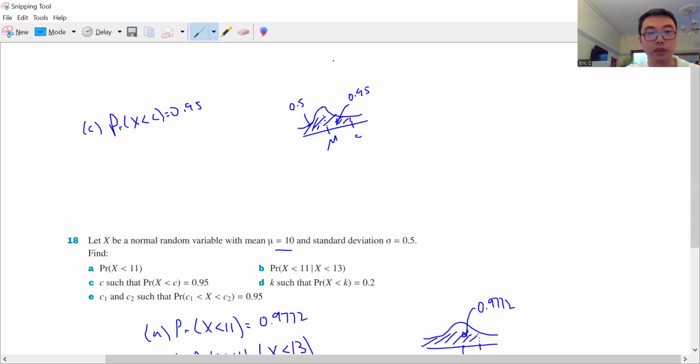So that's 10.82 there. So let's go back to this one. So C is equal to 10.82.